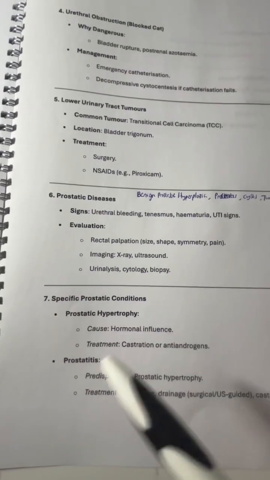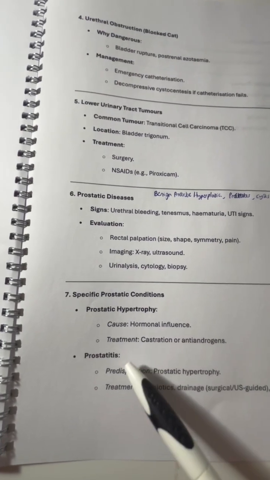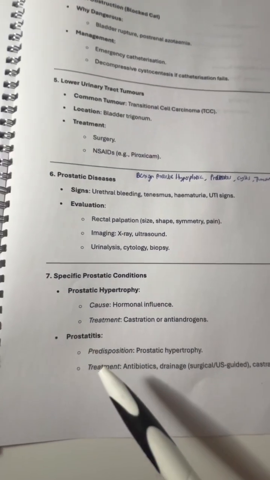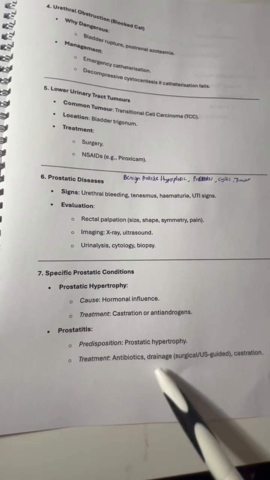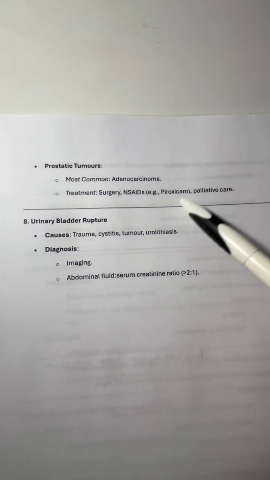In the case of benign prostate hyperplasia, the cause is hormonal influence, and for treatment you have castration and anti-androgens. For prostatitis, the predisposition is benign prostate hyperplasia, and the treatment is antibiotics and drainage or castration. For prostate tumors, the most common is adenocarcinoma, and the treatment is surgery, NSAIDs, such as piroxicam, and palliative care.